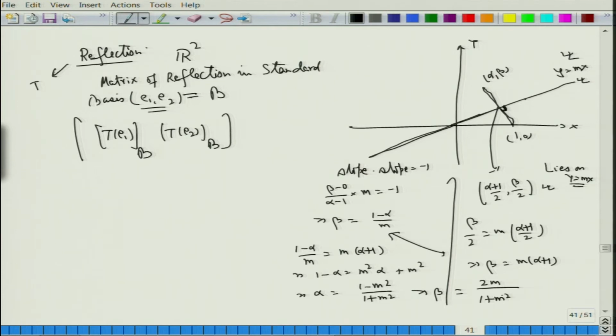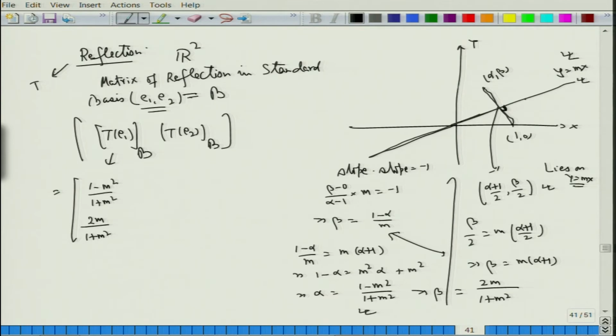Please verify it, alright. So, what we will get is this matrix will look like (1 minus m square) by (1 plus m square), fine. This is the alpha part, and the beta part will be 2m upon 1 plus m square. So, you have got the corresponding T of E1.